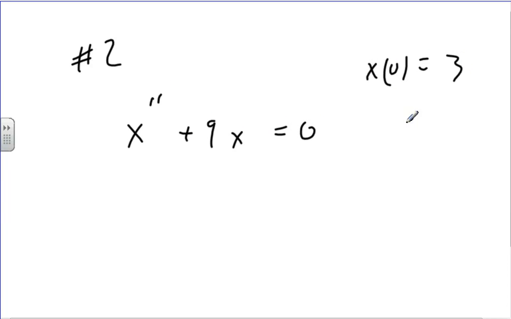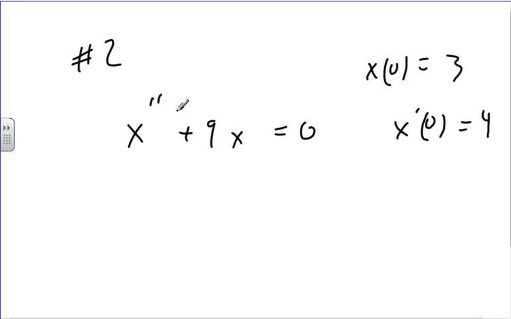All right, so I'm looking at the problem set, and I see we have to make it up to 23. So I'll start with number 2. Use Laplace transform to solve the problem. Okay, so I got x double prime plus 9x equals 0, x at 0 is 3, x prime at 0 is 4.